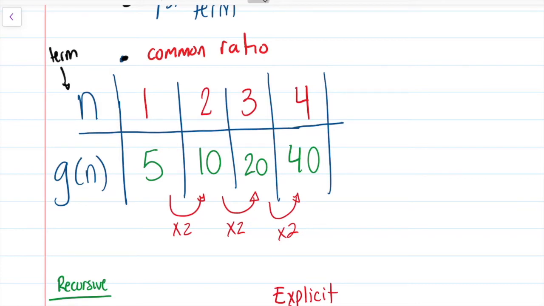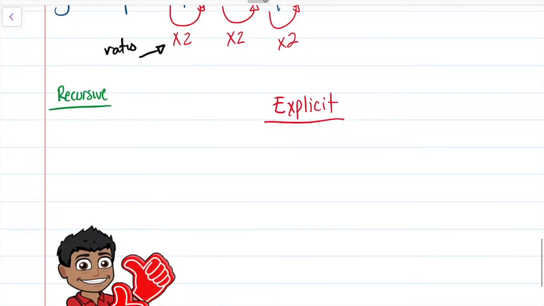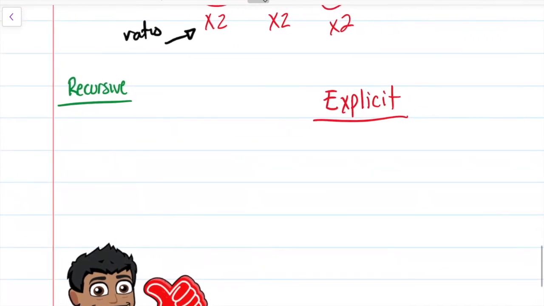And look, from 5 to 10 to 20 to 40. What are we multiplying? Remember, it's a geometric sequence. What are we multiplying to get from 5 to 10, 10 to 20, 20 to 40? You guessed it, it's already there. It's times 2. So that is our common ratio. So now with this information, let's turn this table, this sequence, into a recursive and explicit formula.